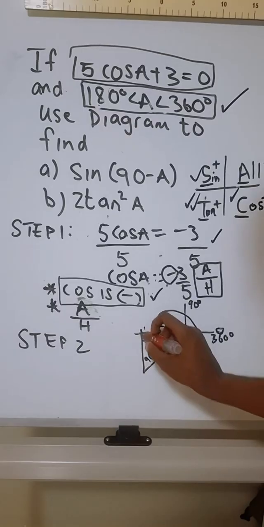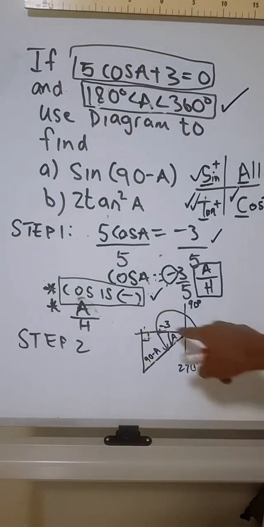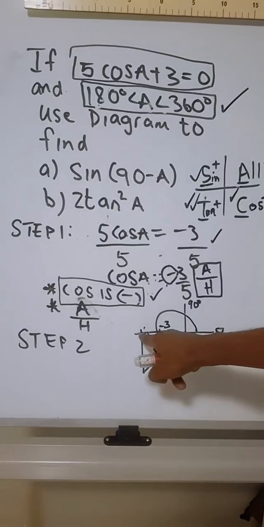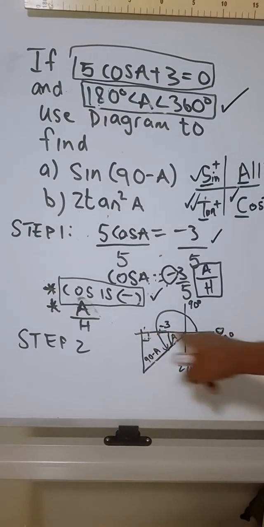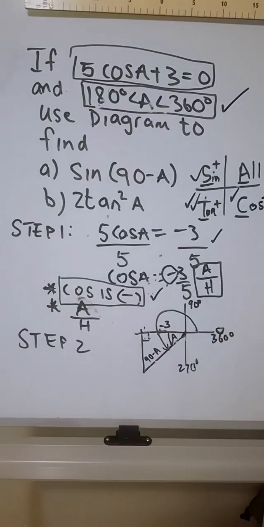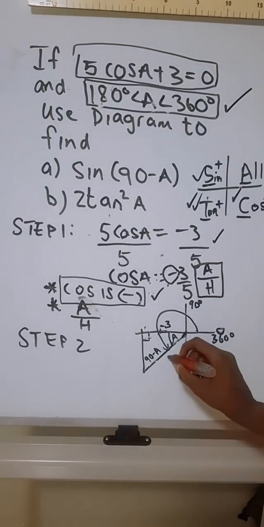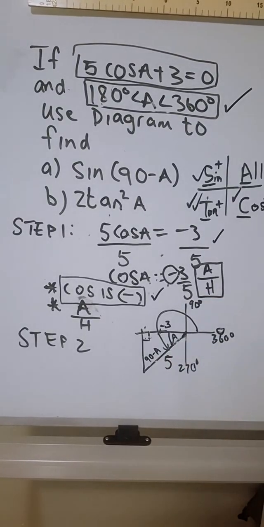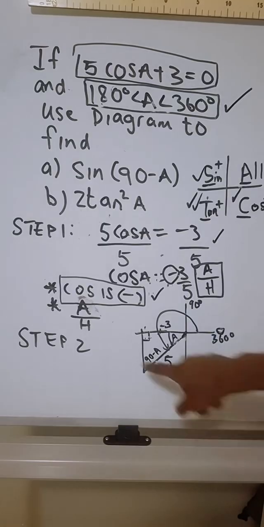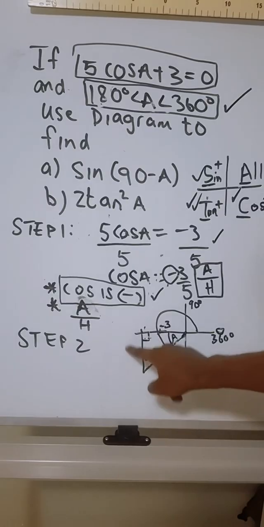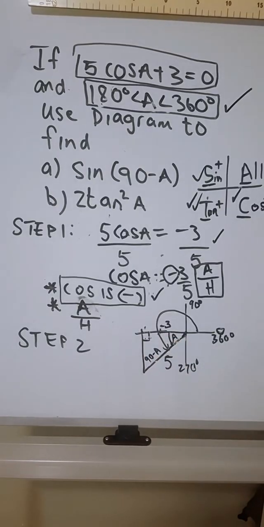X here is negative 3. So I basically plot negative 3 for this coordinate on this horizontal x-axis. So that's the adjacent side. The hypotenuse side is going to be 5. The hypotenuse of our right angle triangle on our Cartesian plane is always positive. Okay. Now we need to know what this side is of the triangle.